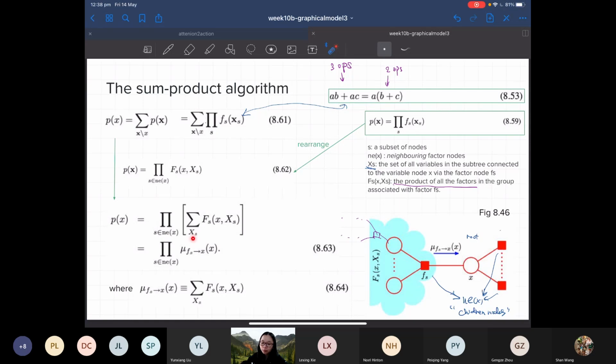And then we essentially also regroup the rest of the nodes that need to be marginalized over according to x sub s. These are the set of all the variables in the subtree connected to the variable node via the factor nodes, right? So basically it's a gesture to say x of s is all the nodes that live in this light blue cloud. So we just wrote that, and that's valid, okay? It's just a number of new notations.